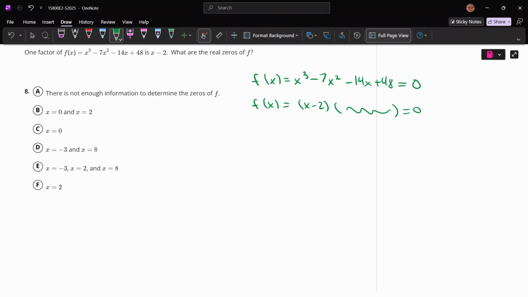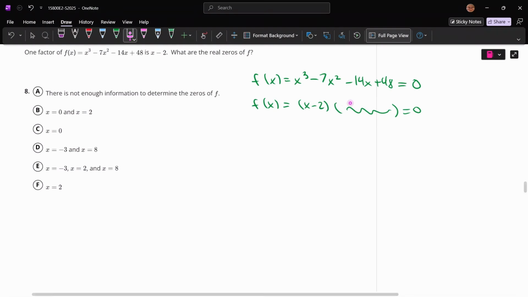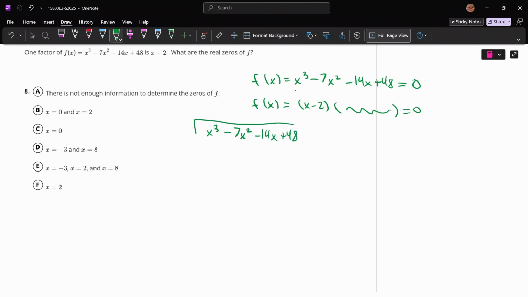So we're going to have to set up a division, where we have to divide this by this. And when you take that division, you'll end up with what we want here. So let me set that up here. We have x cubed minus 7x squared minus 14x plus 48 divided by x minus 2.